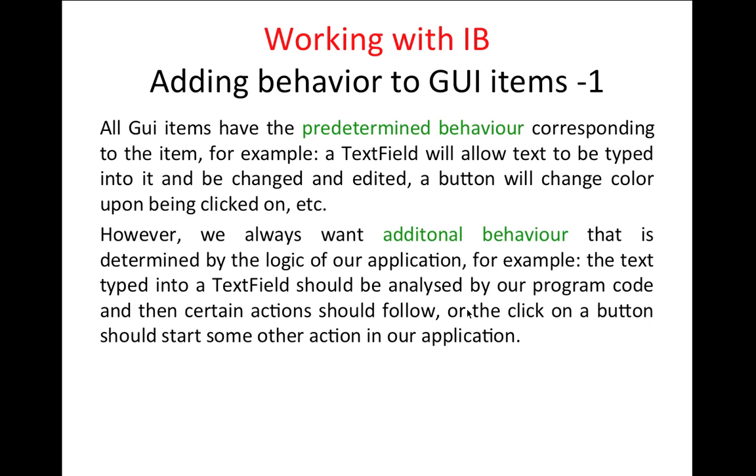So, adding behavior to the GUI items. In terms of an example of working with Interface Builder, all GUI items have a predetermined behavior that corresponds to the item. As an example, the text field will allow text to be typed into it, changed, and edited. The button will change when it's clicked, having a clicked look and an unclicked look.